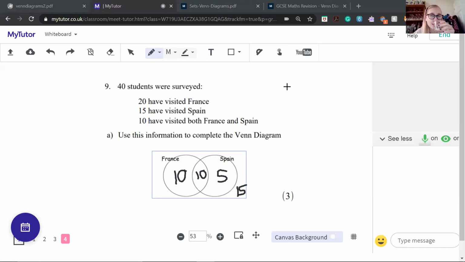Hope that makes sense. Venn diagrams are quite a difficult concept.